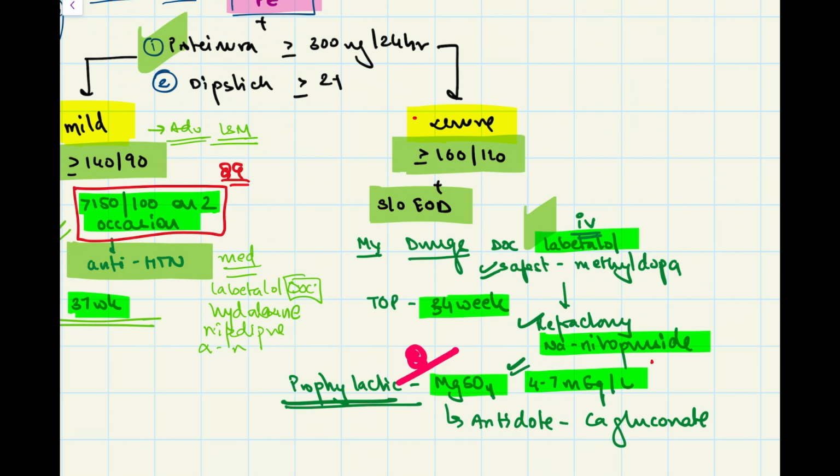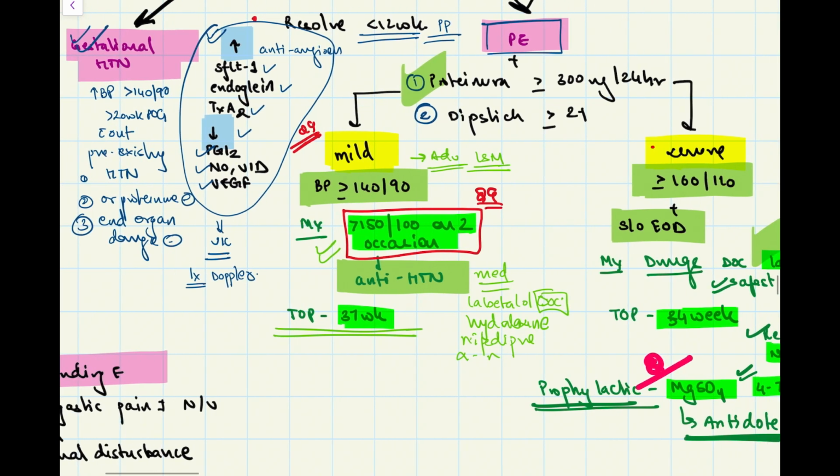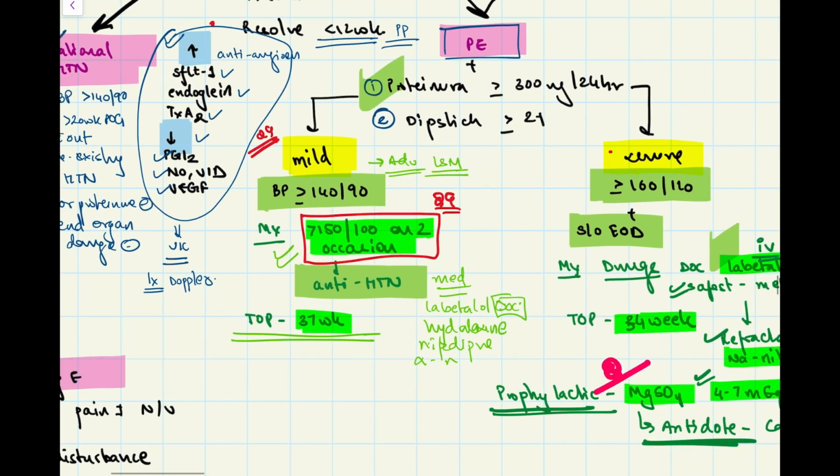If it is more than the therapeutic range, it leads to magnesium sulfate toxicity, which is identified by decreased or absent patellar reflex, right, and decreased urine output, increased respiratory rate, etc. The antidote for magnesium sulfate is calcium gluconate. These are very important points that everyone must be knowing, but I am just brushing upon it very quickly. Also, if preeclampsia is severe, then the termination of pregnancy is done at 34 weeks itself.